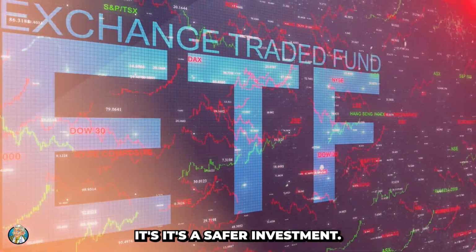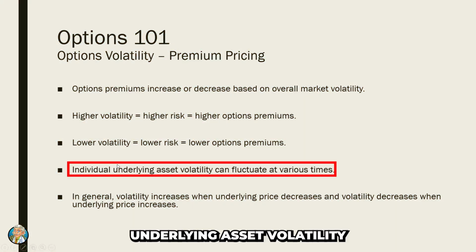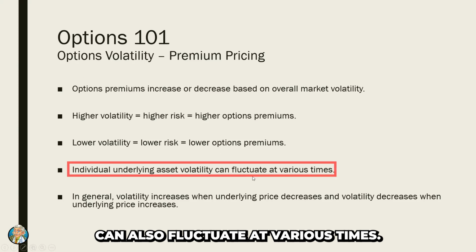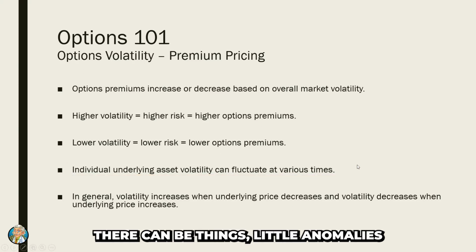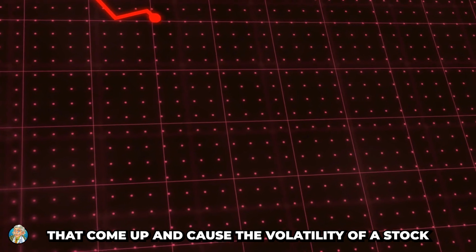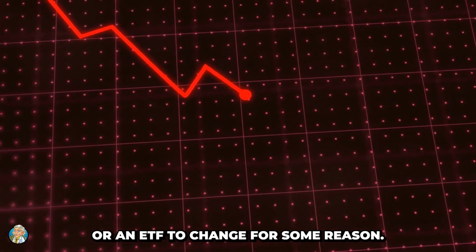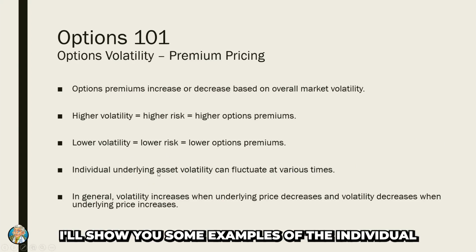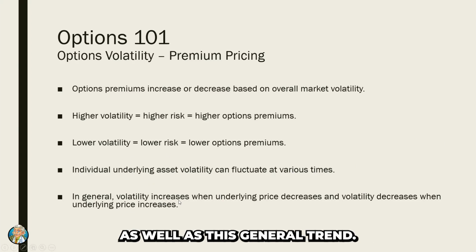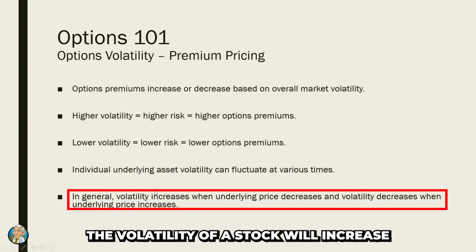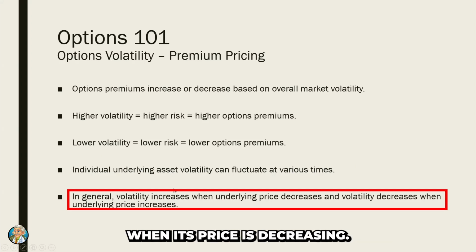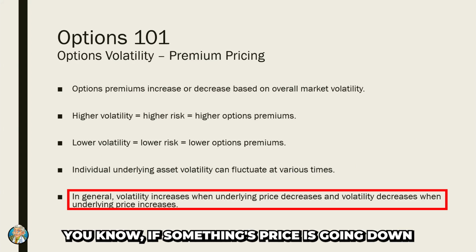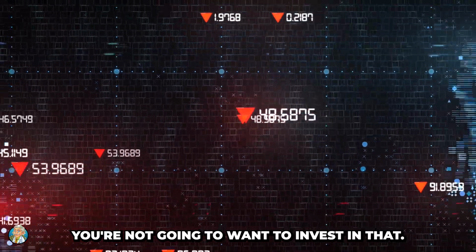It's a safer investment. Individual underlying asset volatility can also fluctuate at various times. There can be little anomalies that come up and cause the volatility of a stock or an ETF to change for some reason. But a few general trends we're going to look at. I'll show you some examples of the individual as well as this general trend. In general, the volatility of a stock will increase when its price is decreasing. And if you think about it, if something's price is going down per share, their stock value is dropping, you're not going to want to invest into that.